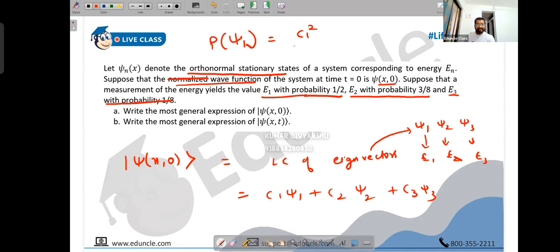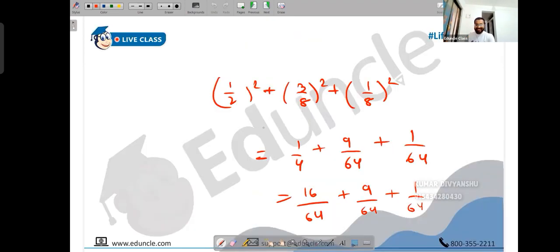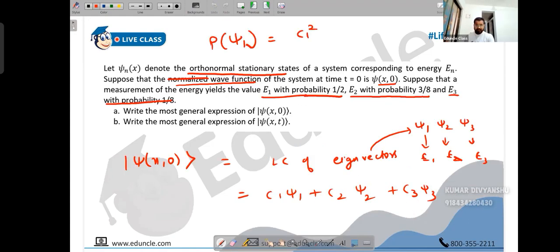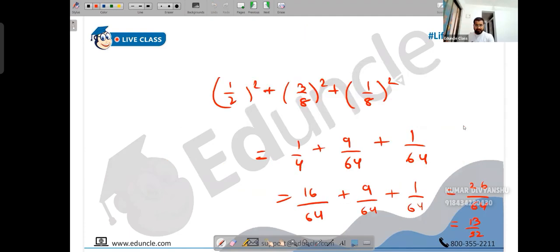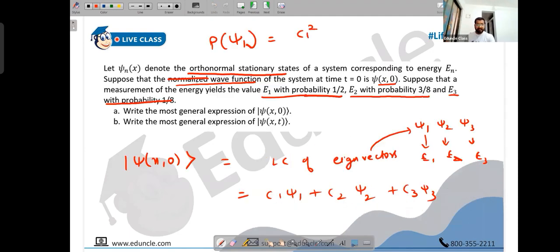Let's write this then. This is C1 square. But now I have multiple questions. It cannot be normalized, absolutely. So what is the answer here? 16 plus 9, which is 25, plus 1, which is 26 upon 64, which is 13 upon 32. 1 by 2, 3 by 8, and 1 by 8. 1 by 4, 9 by 64, 16, 25, 26. Perfect. But I still need C1, C2, C3.